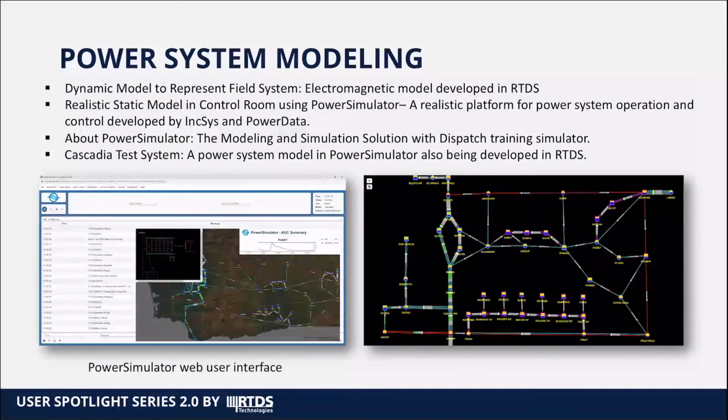So from the left-hand side, we can see the power system web user interface, where a user can interact with the Cascadia power system. And on the right-hand side, we can see the system schematic of the Cascadia power system model, which we are developing in the RTDS.